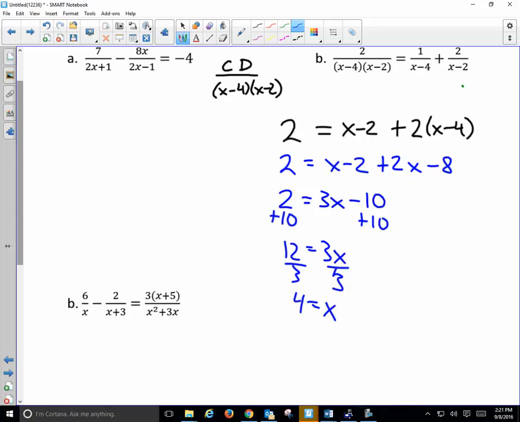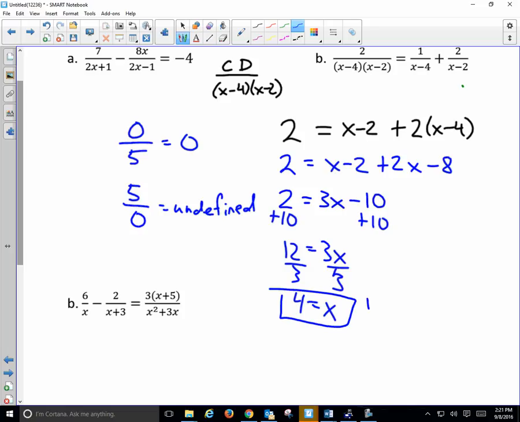When you plug 4 back in, you plug it in for x. What is 4 minus 4? And what is 1 divided by 0? Undefined. If 0 is on top, it's equal to 0. But if 0 is on bottom, it's undefined. And so if you ever had this problem in my class and you listed x equals 4, I would give you full credit for it.